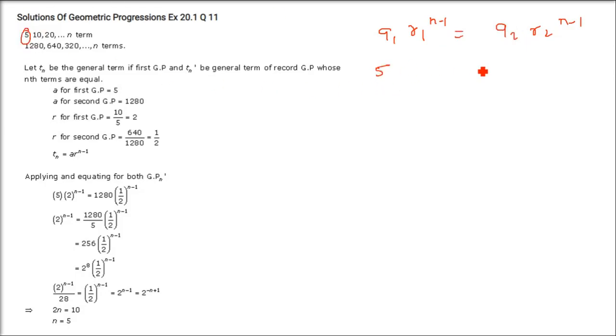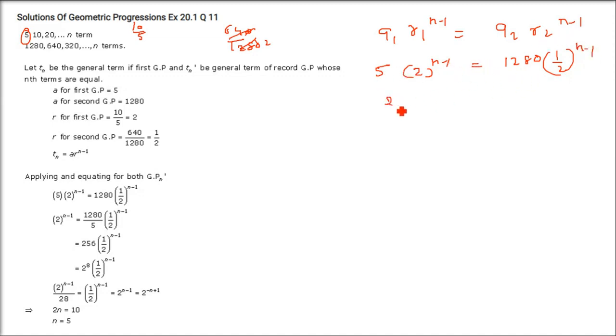What is A here? 5. What is the A for the second series? 1280. What is the R for the first one? 10 by 5. That is 2. 2 to the power n minus 1. What is R for the second? 640 by 1280. So this is again 1 by 2. 640 into 2 is 1280. Half. Now half to the power n minus 1.